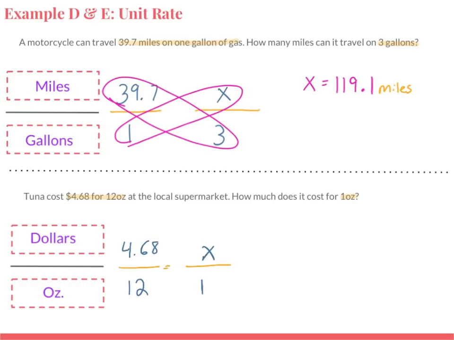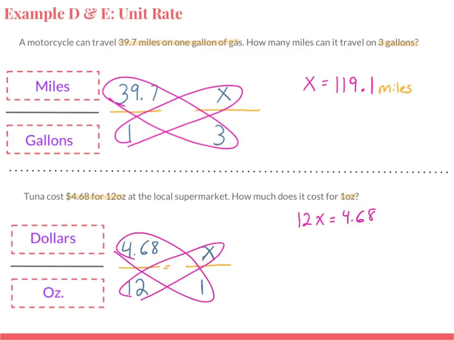Now that our proportion is set up, we're going to cross multiply. Again, 12 times x is 12x. 1 times $4.68 is 4.68. Now this time I am going to have to solve an equation. So I'm going to draw my wall down from my equal sign. I'm going to divide both sides by 12 because I have to do the inverse operation. 12 divided by 12 is 1, or 1x. And then 4.68 divided by 12 is going to be 0.39. So that has solved my problem.